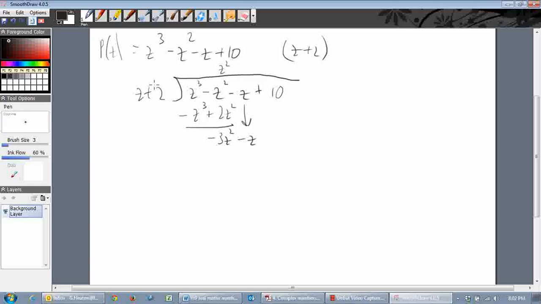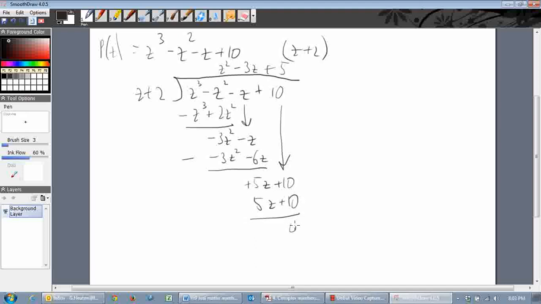What do we need to multiply this by to get negative 3z squared? It would be negative 3z. So let's now multiply that by this, and you get negative 3z squared minus 6z. So negative 3 times that. Yep, that's right. And now we'll subtract these. Now we'll get 0 there. Here you've got negative z plus 6z, and you'll get plus 5z there. Then you bring down the 10, plus 10. What do we need to multiply this by to get this? It will be 5, so plus 5. Multiply that away, you get 5z plus 10.